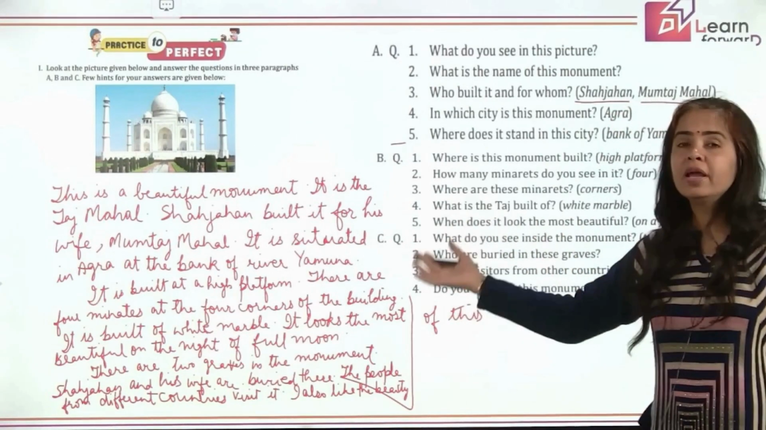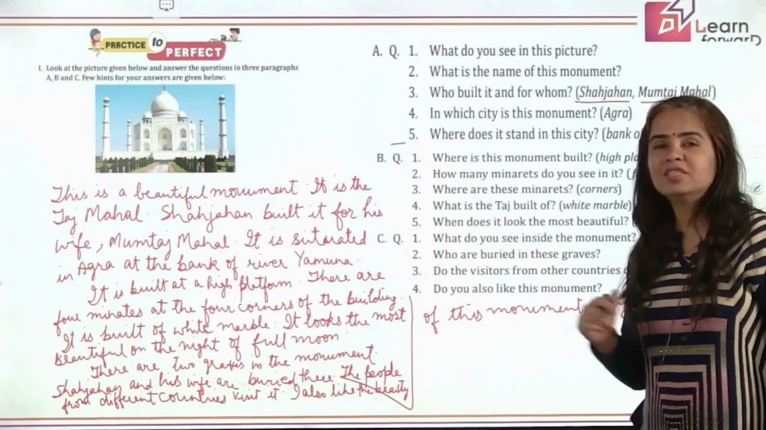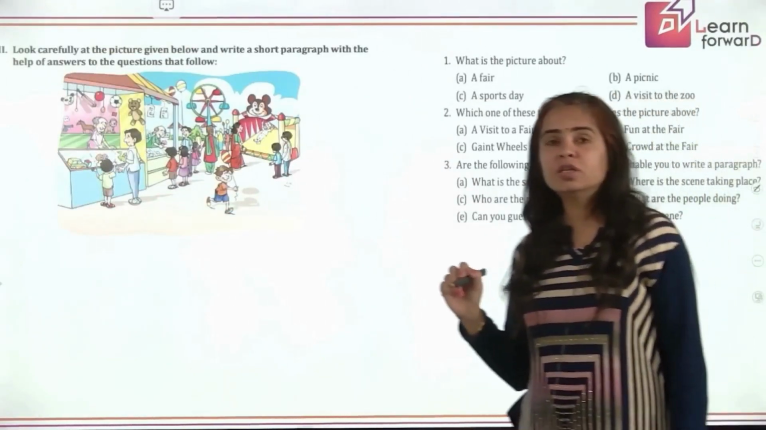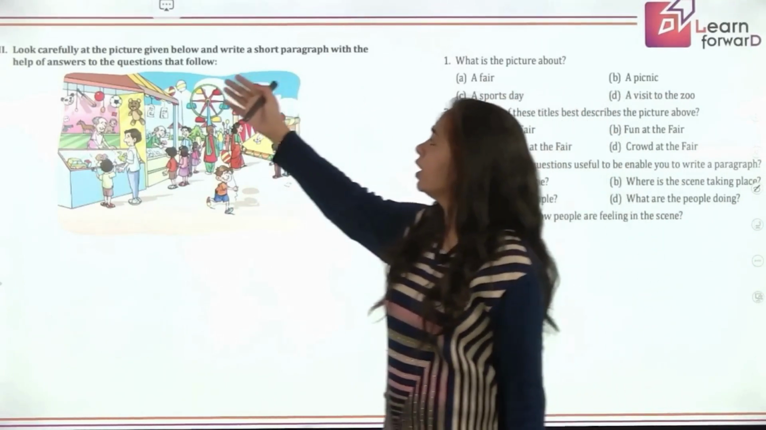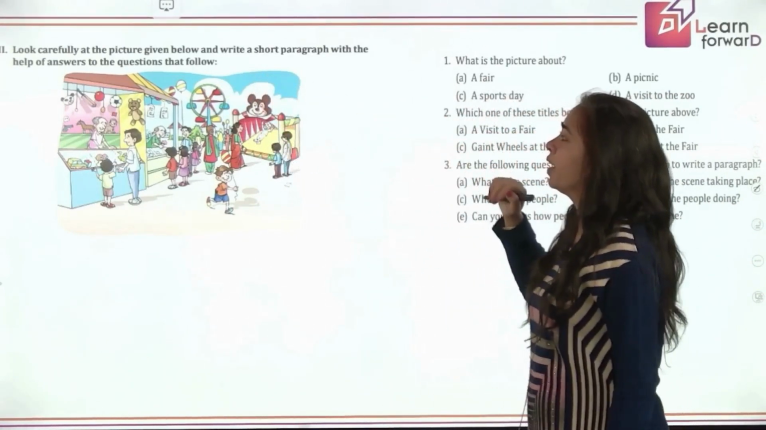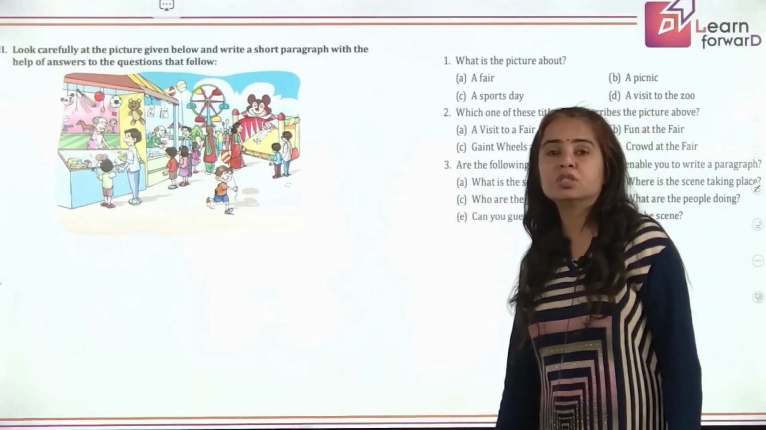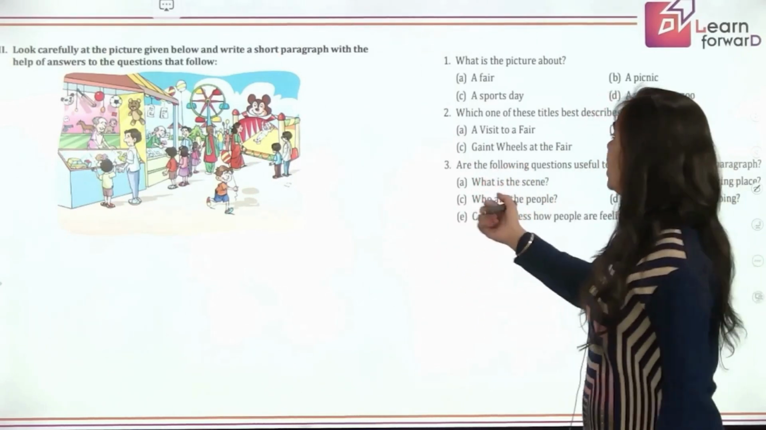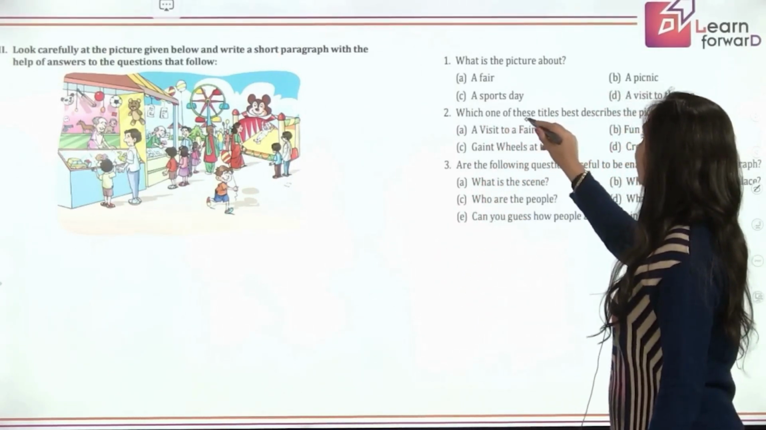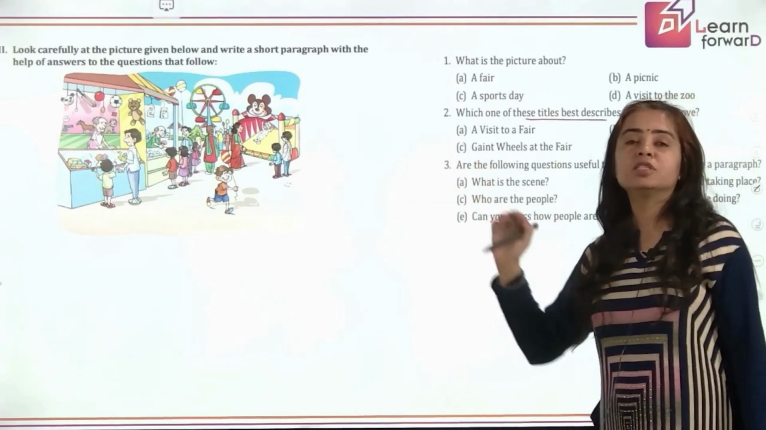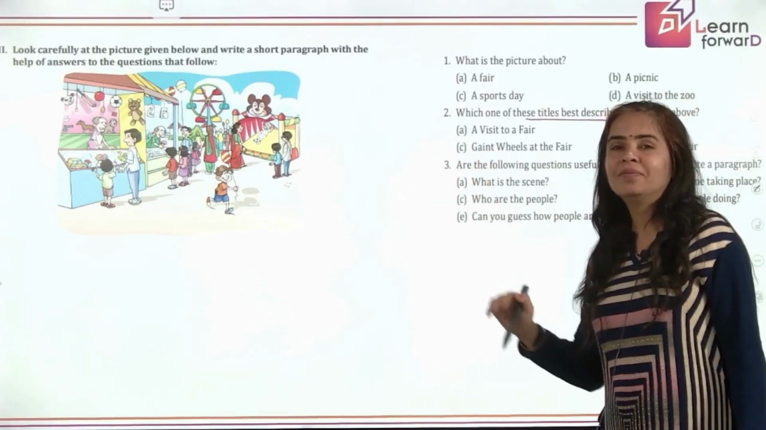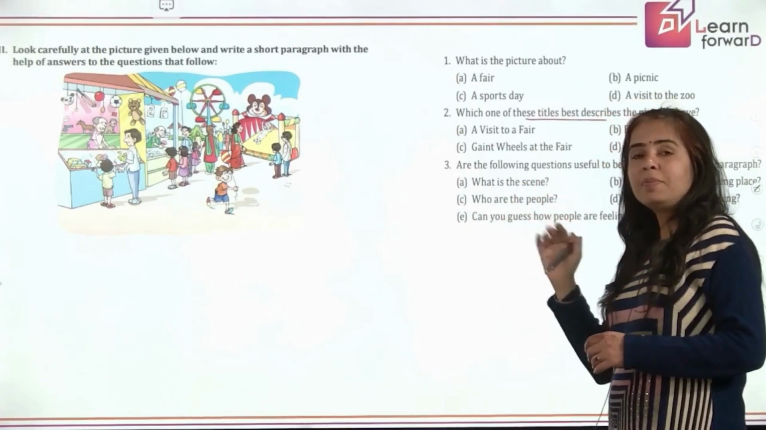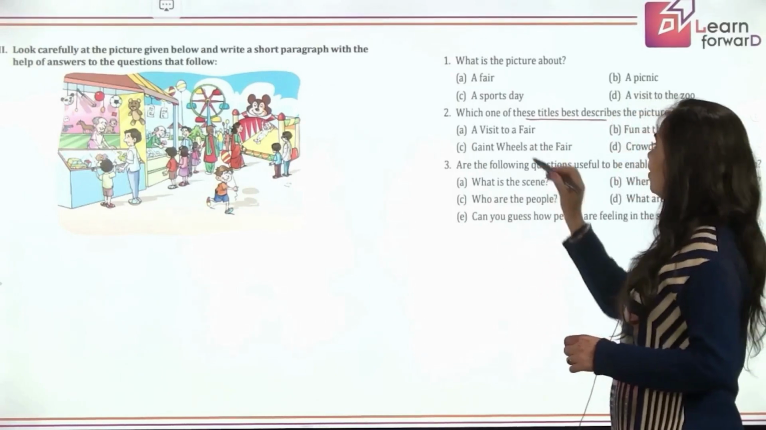That's it. So here is how you get a composition on the Taj Mahal. So I hope you have understood this. We have another one for you. Look carefully at the picture given below and write a short paragraph with the help of answers to the questions that follow. So here you have a set of questions in which they are even giving you which one of these titles best describes the picture. What is the picture about? Yes, it is about a fair. So which can be the best title for this picture? A visit to a fair.